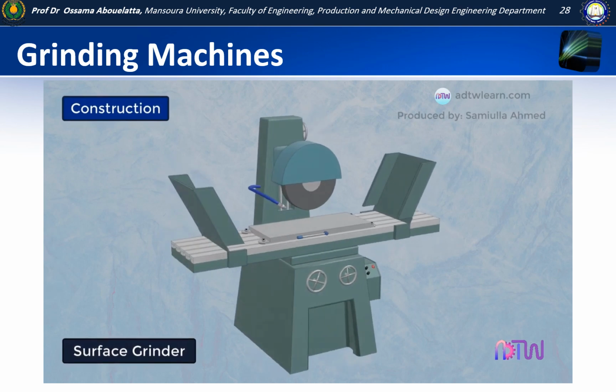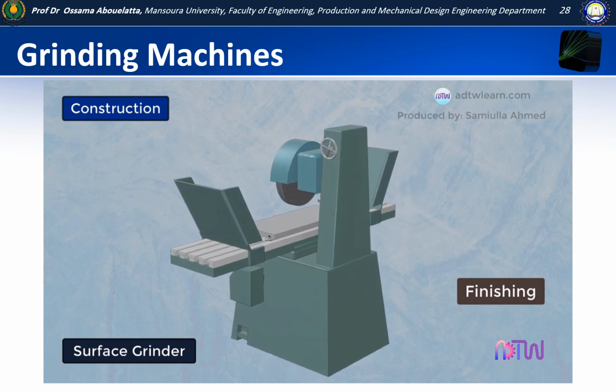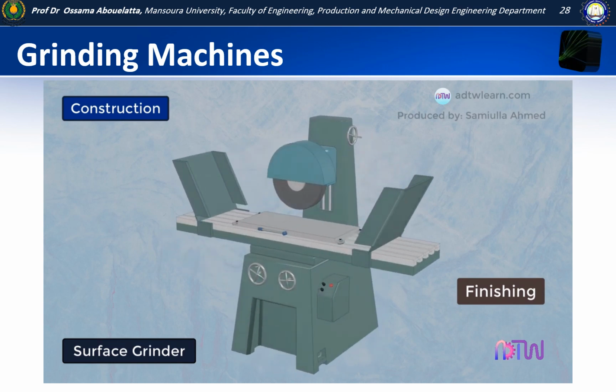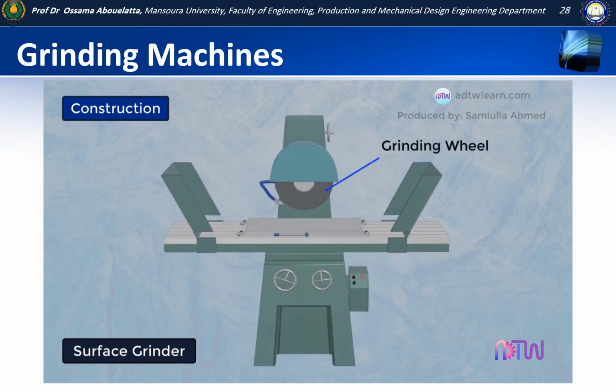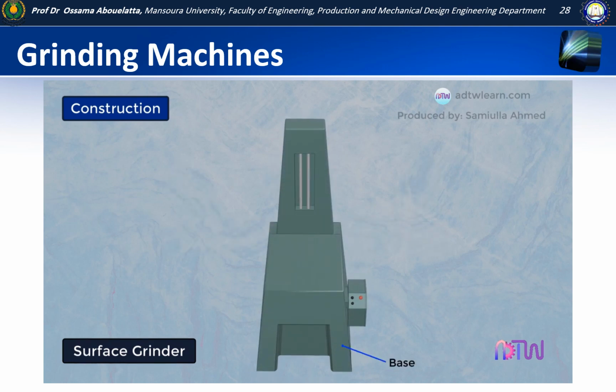Surface grinding machine. This grinding machine is used for finishing, to provide a good surface finish for the workpiece. This machine uses a grinding wheel to remove the material from the surface of the workpiece and provide a good surface finish. Construction details. This grinding machine has a base over which the entire assembly is placed, and it also absorbs the vibrations generated during the operation.